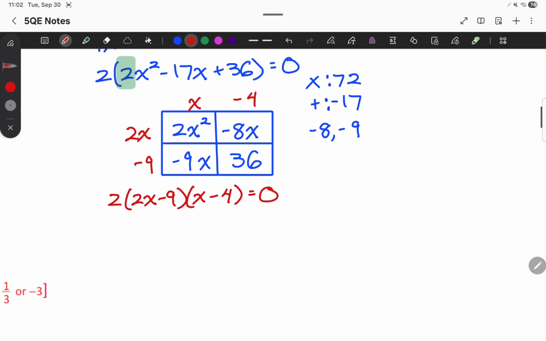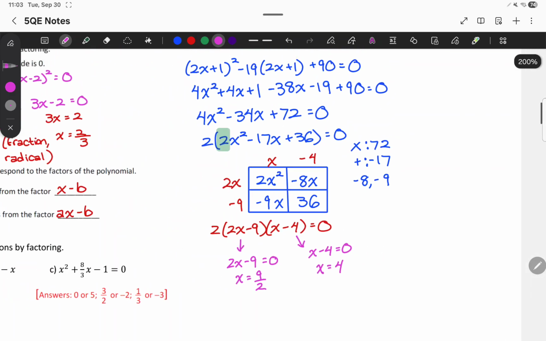Our factored form of this equation is now 2 times 2x minus 9 times x minus 4 equals 0. At this point, if you wanted to divide out the 2, you could, but it's also not really doing any harm there. It does not give us a solution because there's no way that 2 will be equal to 0. So our cases are either 2x minus 9 equals 0 or x minus 4 equals 0. That gives us solutions of x equals 4 and x equals 9 over 2.